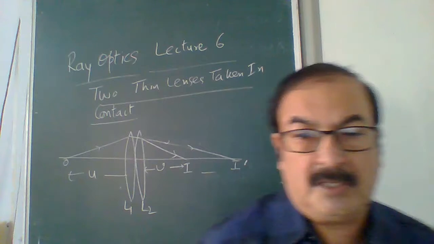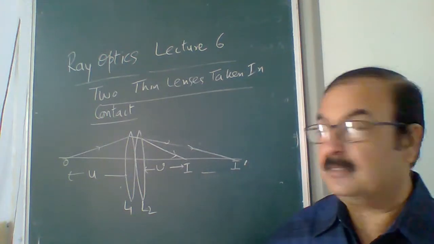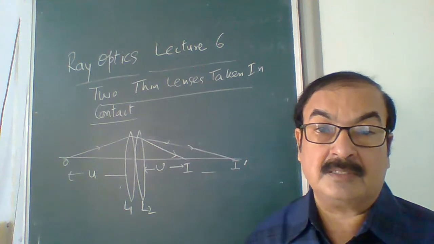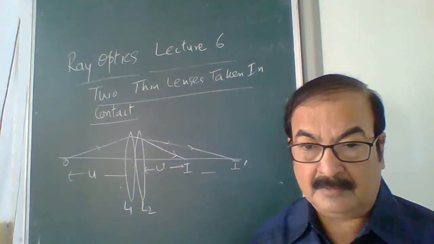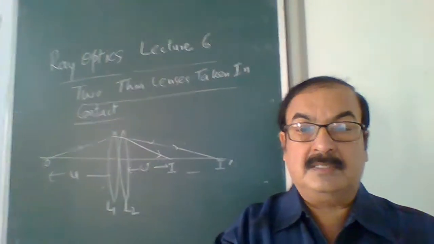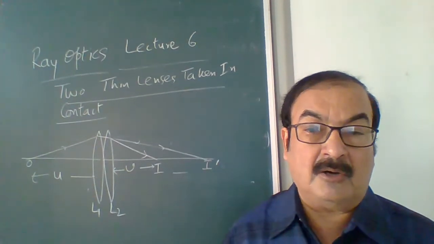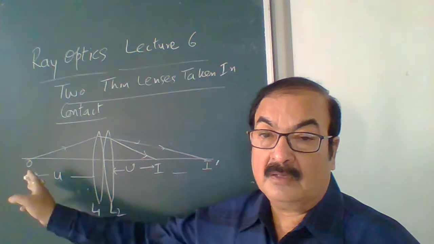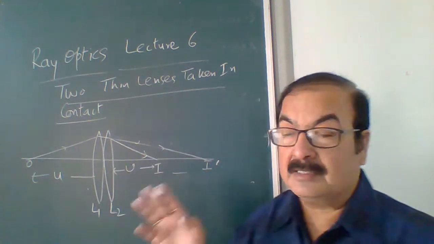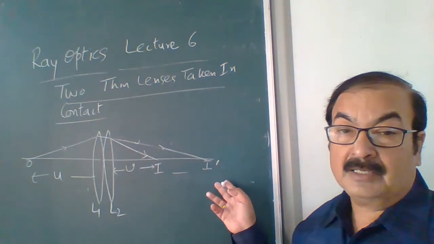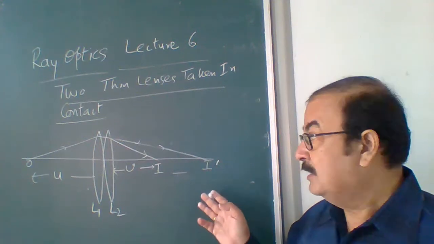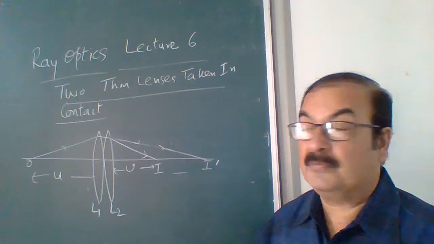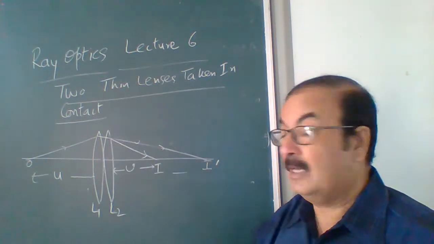Initially, let there be two thin lenses, L1 and L2, two thin convex lenses, and their focal lengths are f1 and f2 respectively. Clear? And after that, what is needed? A point object O is placed at a distance u from the first lens, and its real image is obtained at I dash on the other side of the lens, and this image can behave like an object for the second lens L2.